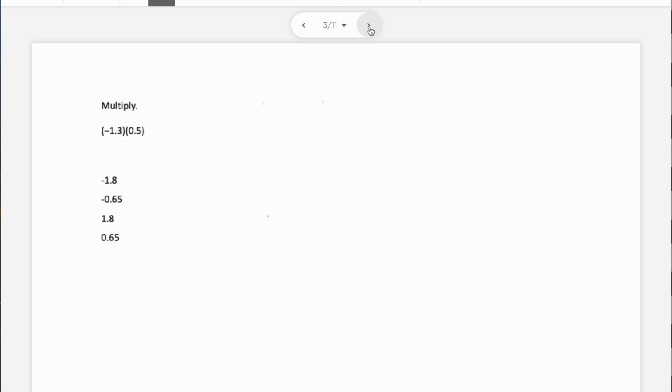All right, moving on to number 2. It is just telling us to multiply negative 1.3 times 0.5. Well, right off the bat, we have a negative times a positive, which is going to give us a negative. So we can eliminate these two options, and we know it's one of those. So let's multiply. We've got 1.3, and you can ignore your signs once you know what your answer will be. And we know it's a negative, so I'm just not going to write the signs. Times 0.5.